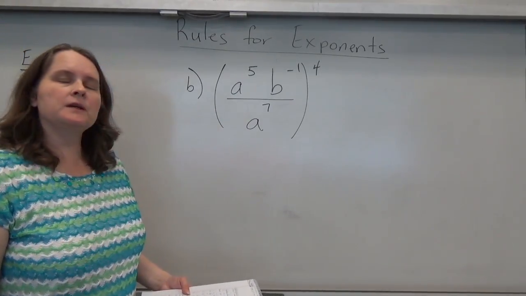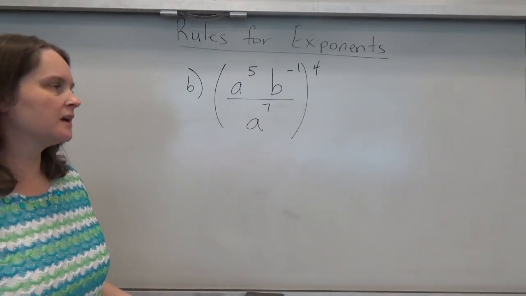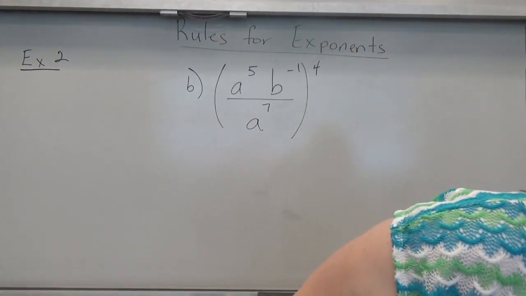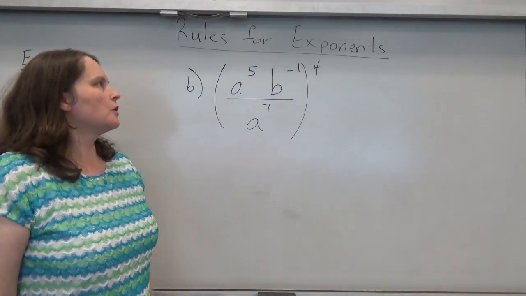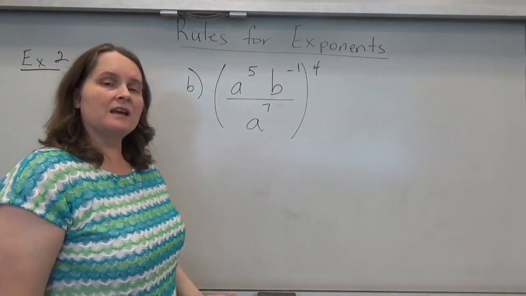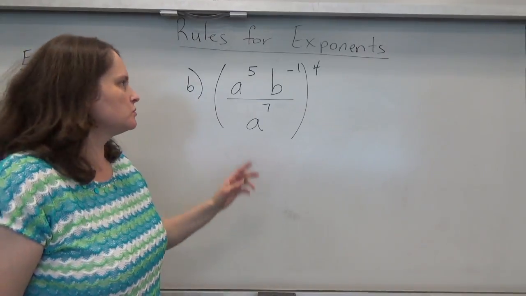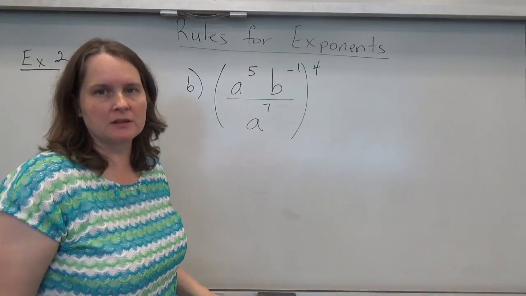Okay, for example B, we still have the same directions as before. We're going to simplify and write our answer without negative exponents. This time, the entire fraction is being raised to the same exponent on the outside. So there are different ways that you can approach this. Generally, I tend to just go ahead and apply this outside exponent so that I can eliminate my parentheses.